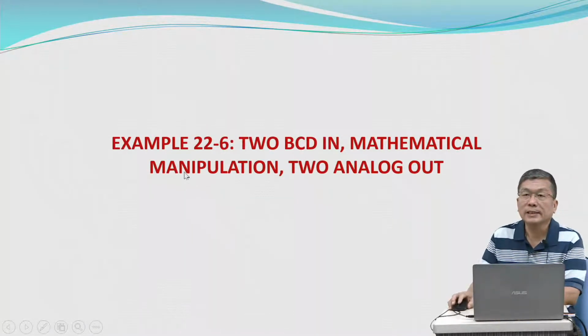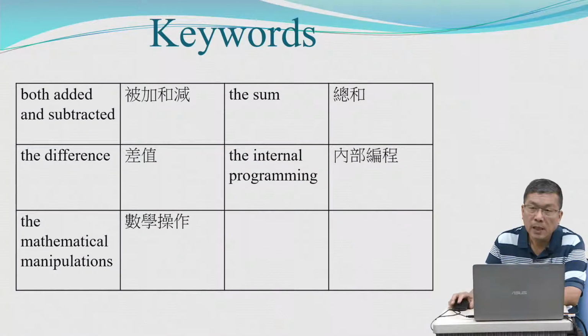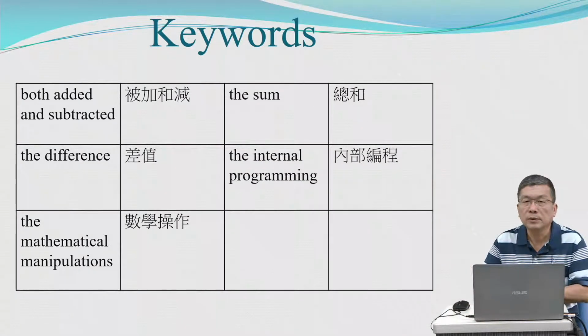Example 6, two BCD in, mathematical manipulation and the two analog out. The keywords: both added and subtracted, the sum, the difference, the internal programming, the mathematical manipulation.